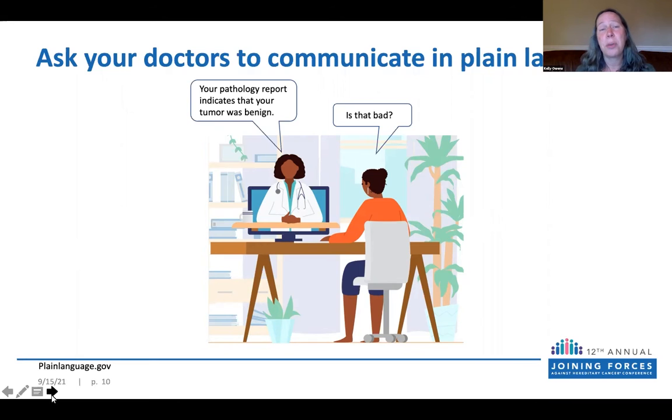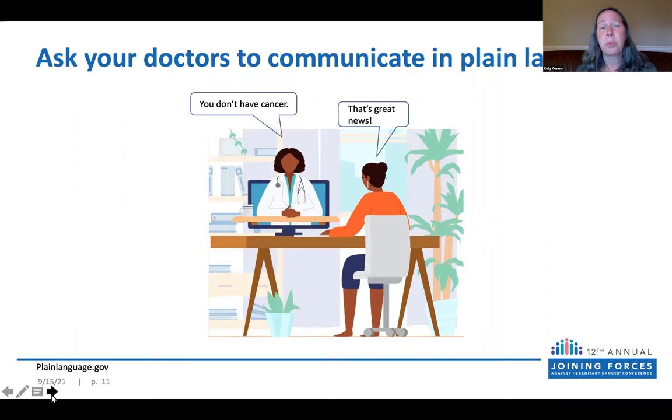So in the cartoon that we have here, this doctor is saying, your pathology report indicates that your tumor was benign. It might be clear to some people, but it might be a little confusing to others. And this patient asks, is that bad? A simpler way would be if the doctor said, you don't have cancer. It's great news, right? Very understandable.